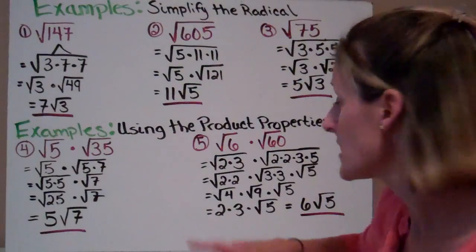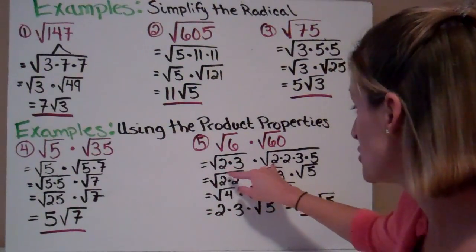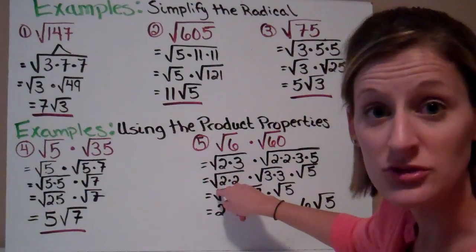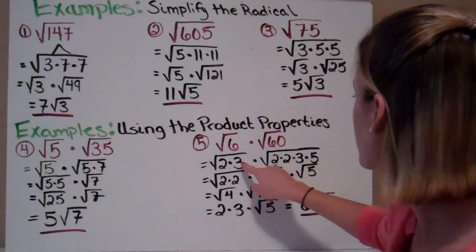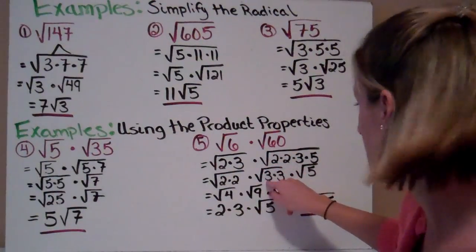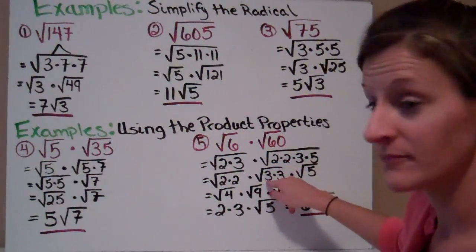Now if you notice, I have a 2 here and a 2 here. I bring those together to make a perfect square. 2 times 2 is 4. Then I have 2 3s. I bring those together to make a perfect square, which is 9.